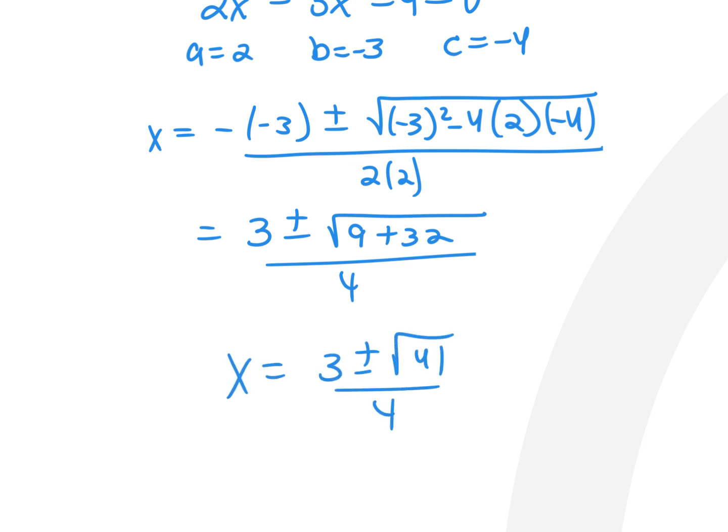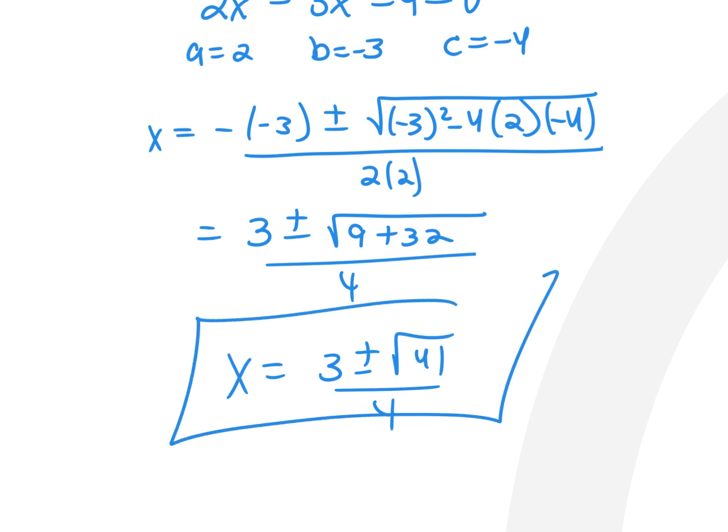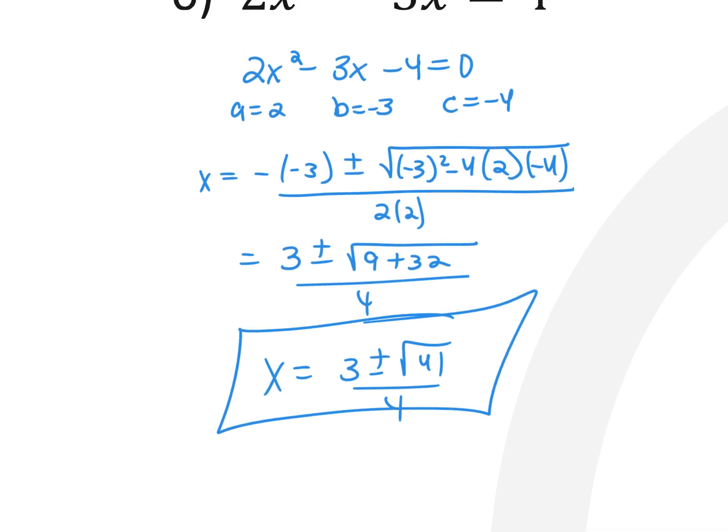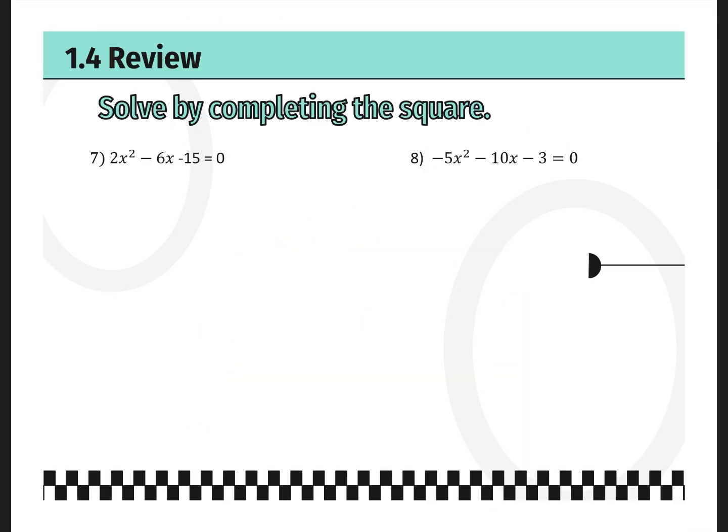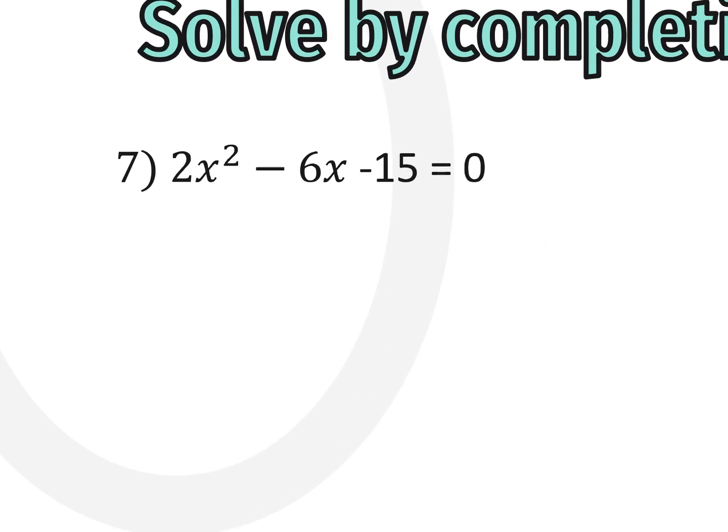Are any perfect squares hidden inside of 41? No? There you go. That's it. And that is it. All right, and lastly, we're going to solve by completing the square. Some of you did a really great job on this. Some of you not so much. Let's try not to skip steps, all right? We do not want to skip steps. We want to make sure that we don't miss signs. We don't make any silly mistakes.